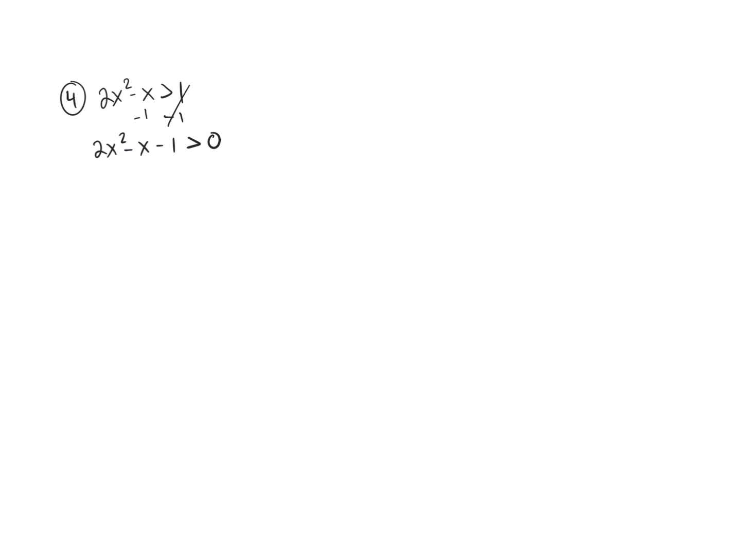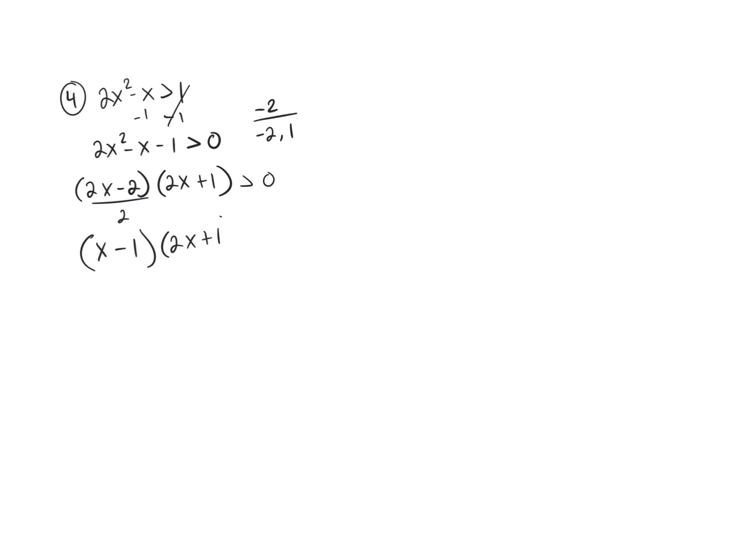Now I'm going to go ahead and try and factor this out. So I'm going to look for factors of negative 2 that add up to negative 1. So we get negative 2, positive 1. So 2x minus 2, 2x plus 1. I'm going to go ahead and simplify this one. So I get x minus 1, and then 2x plus 1 is greater than 0.